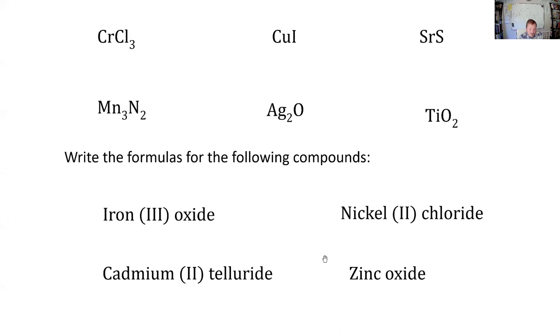All right, let's finish these last ones and we'll take our break, and then we'll get into covalent compounds. So nickel 2 chloride. We know chloride's got to be a -1. And we know nickel, we're being told that nickel is +2. So we need 2 chlorides for every 1 nickel. So our formula is NiCl2.